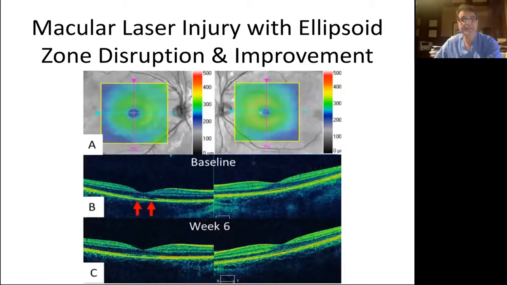This is another interesting case, a patient of mine actually, who had a macular laser injury. It affected the right eye. We can see the left eye here for normal comparison, and the ellipsoid zone is quite intact in the left eye. But in the right eye, we have this disruption of the ellipsoid zone. Interestingly enough, the patient's vision was decreased with a scotoma symptomatically. But by week 6, we can see the ellipsoid zone is starting to reappear. Not quite as distinct as in the fellow left eye for comparison, but it is starting to improve, and this correlated with improving symptoms in the patient.